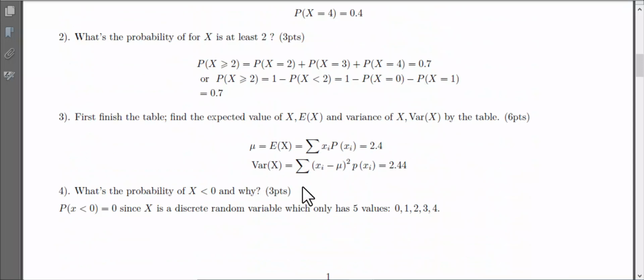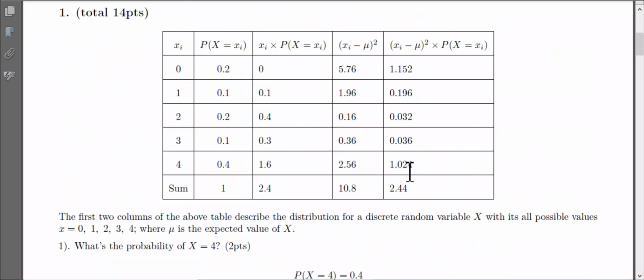How about the variance? Variance is much more complicated. Okay, first we have to figure out the squared deviation, and then use the probability as the weights for the so-called weighted average, right? So how could we do that? We already know mu is 2.4. So the squared deviation (xi minus mu)^2 is, for this case, 0 minus 2.4, and then square it. That's how you get this value. And then 1 minus 2.4, you square it, you get this value. 2, 3, and 4 do the same thing. That's how we get this column.